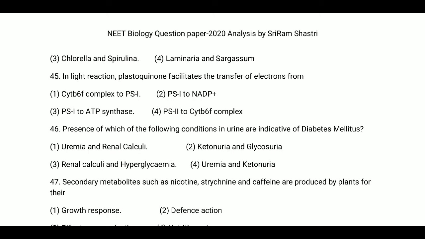Then, presence of which of the following conditions in urine are indicative of diabetes mellitus? Uremia and renal calculi, ketonuria and glycosuria, renal calculi and hypoglycemia, uremia and ketonuria. Okay, so you know the right answer is ketonuria and glycosuria. Glucose is present and ketone bodies are present in the urine. So it is second option.